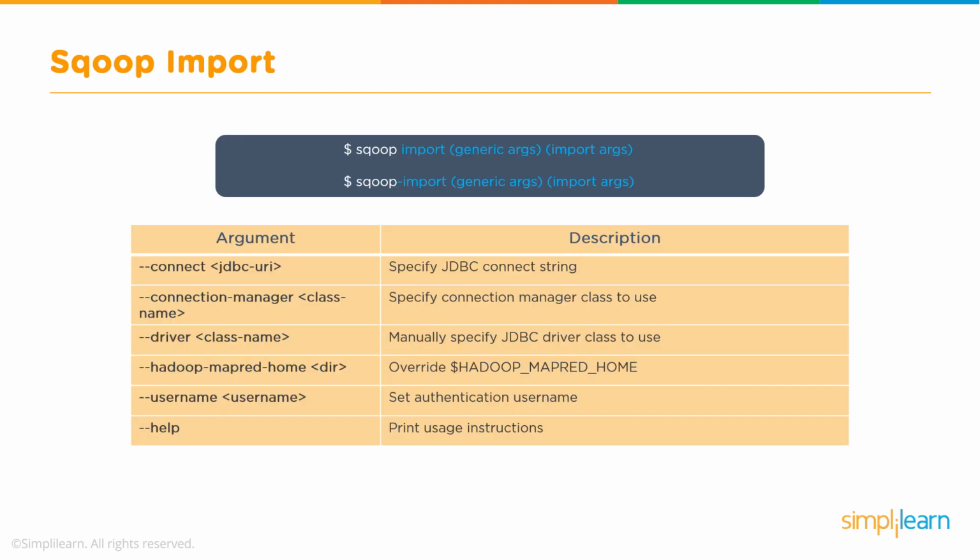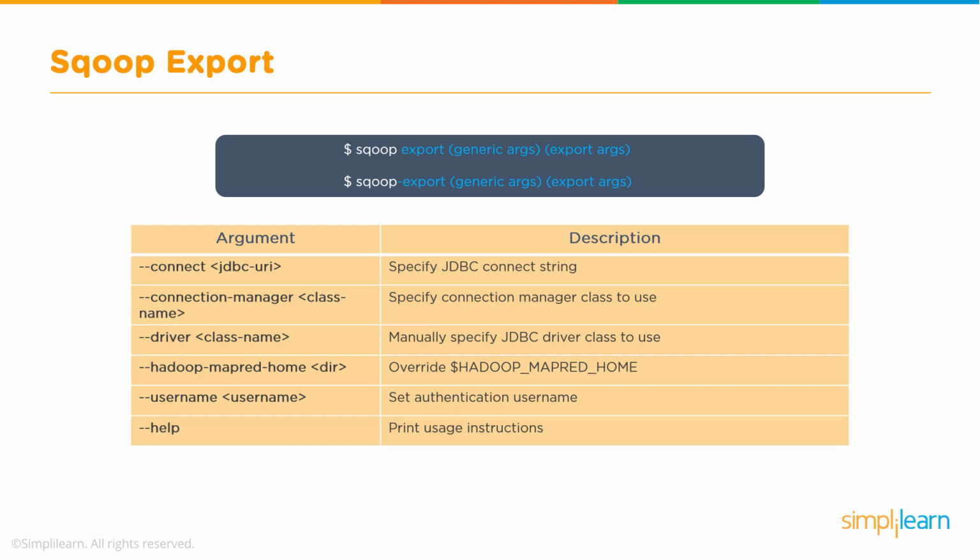As we dig a little deeper into Sqoop import, we have our connect, our JDBC, and our URL. Specify the JDBC connect string. Connection manager: we specify the connection manager class to use. You can see here driver with the class name, to manually specify the JDBC driver class to use. Hadoop MapReduce home directory overrides Hadoop mapred home. Username sets the authentication username, and of course help prints usage instructions.